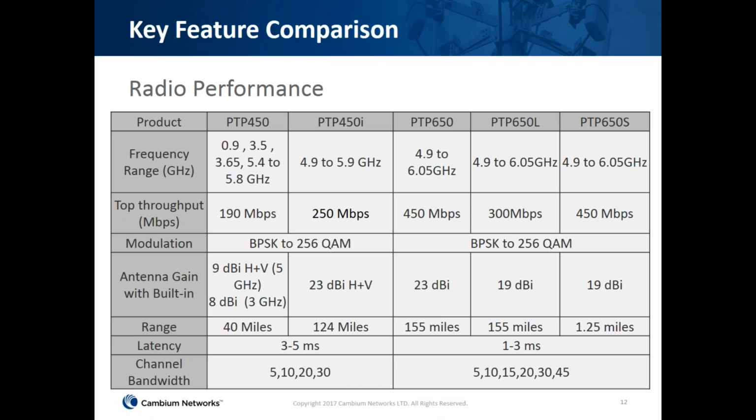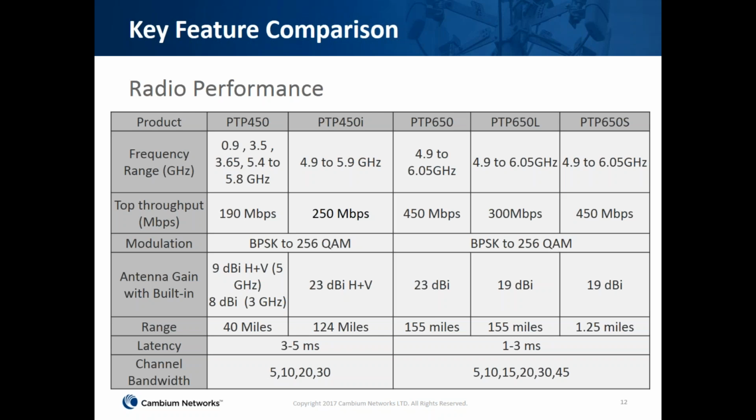You can see the comparison in throughput from 190 on the 450 up to 450 megabits per second on the 650. On antenna gains and link budgets, you'll find that the 450i and 650 have very similar link budgets with the combination of transmit power and the integrated antenna gains. Of course, with the connectorized radios, you can put anything from a 2-foot dish up to an 8-foot dish on these radios, depending on the local regulatory requirements.